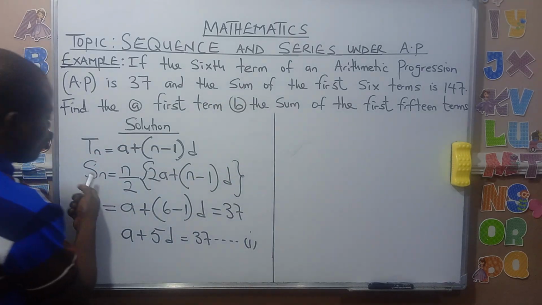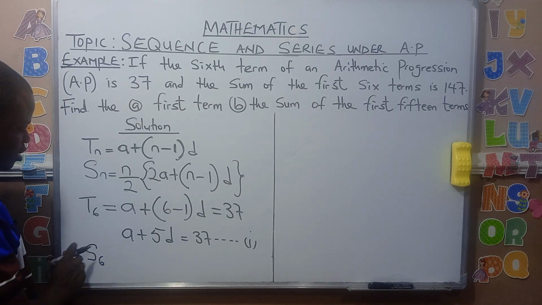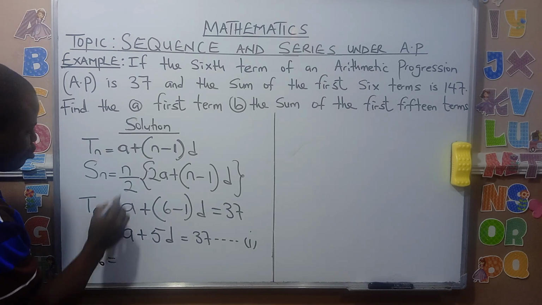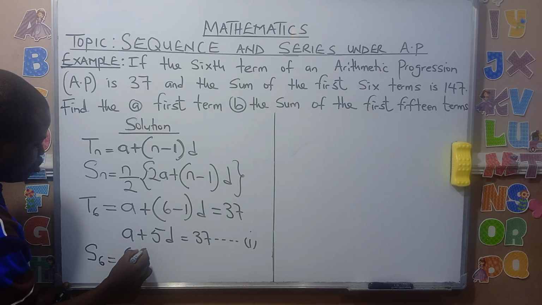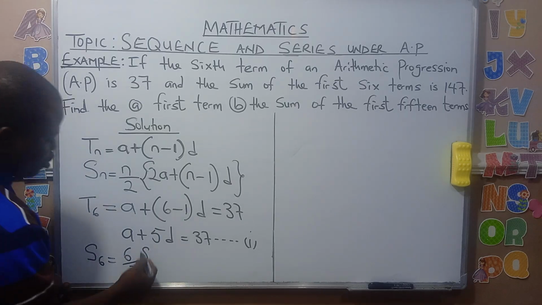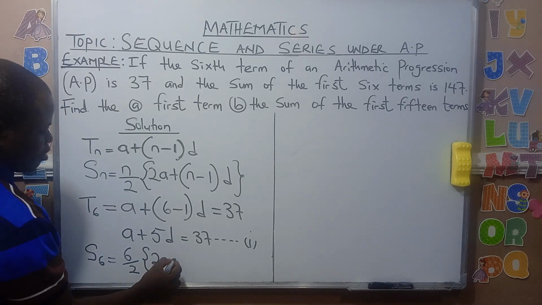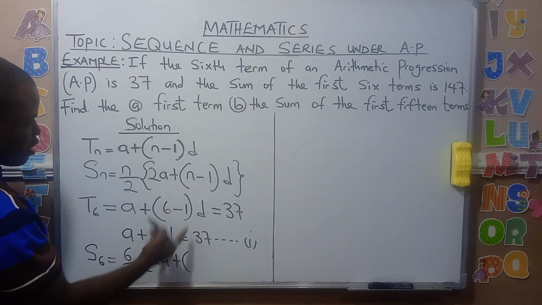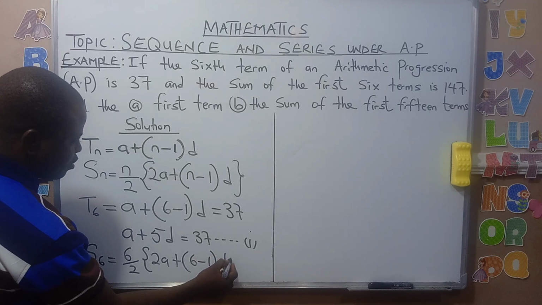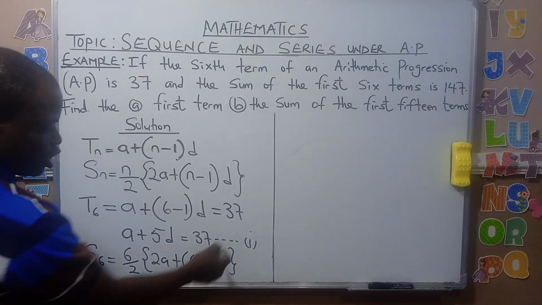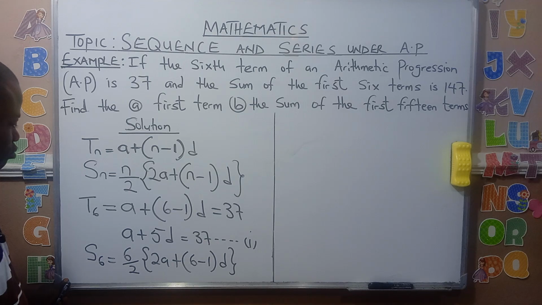We're going to make use of the sum formula, which is S subscript 6, that is the sum of the 6 terms, equals N over 2, where N is 6, the number of terms, so 6 divided by 2, open the curly bracket, 2a, where a is the first term we don't know, plus 6, our number of terms, minus 1, close the bracket, times the common difference d, close the bracket with your outside curly brackets.